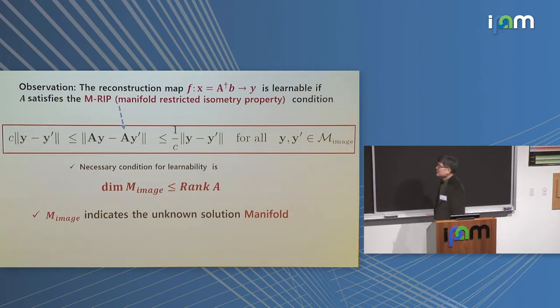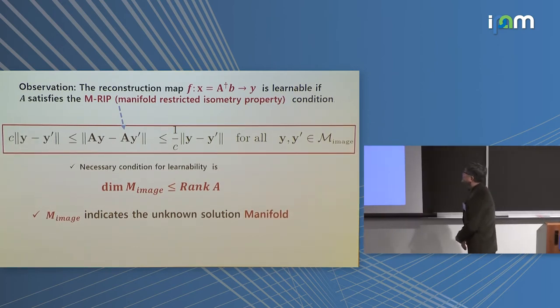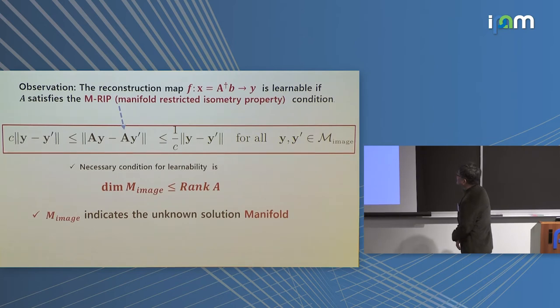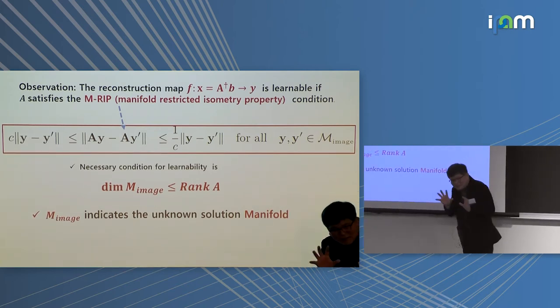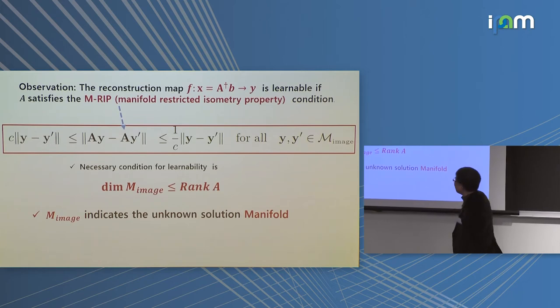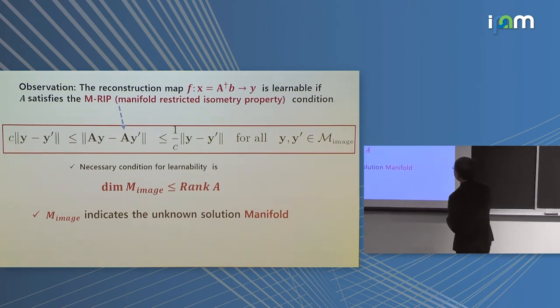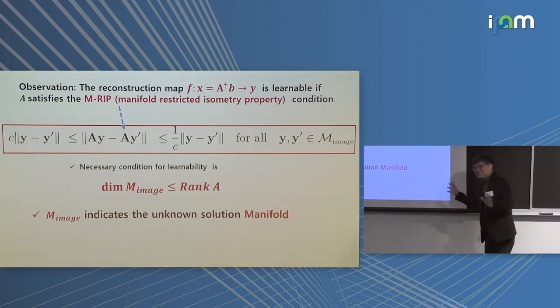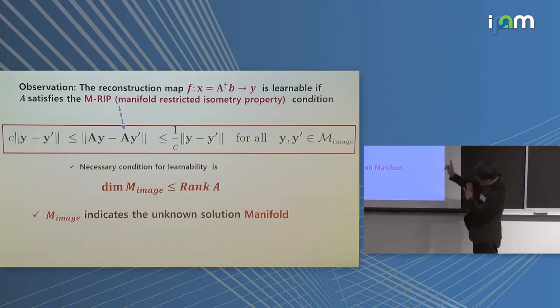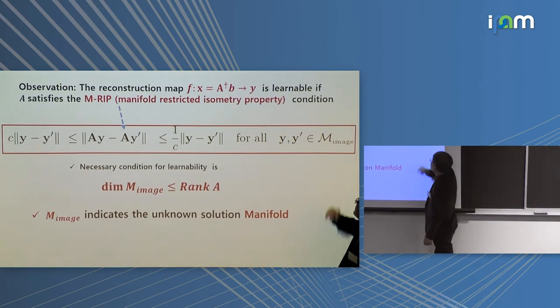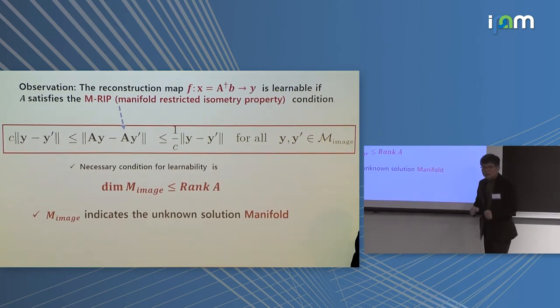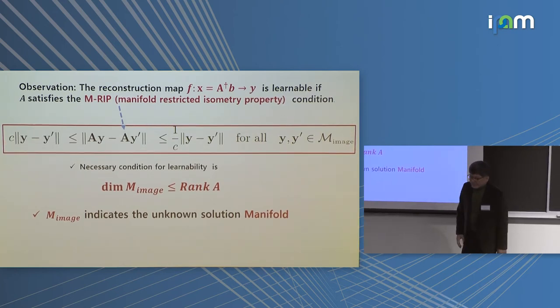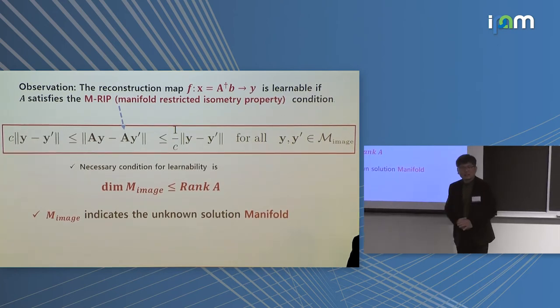Okay. The other observation is that the reconstruction map is learnable if A satisfies a condition. I tried to define the MRIP. I somehow changed the RIP condition a little bit: MRIP, the manifold restricted isometric property condition. That's actually exactly the same as in the sparse sensing technique, but I just changed this part. For all possible images in the manifold, I need that in order to have uniqueness. If that is not satisfied, it is not learnable.